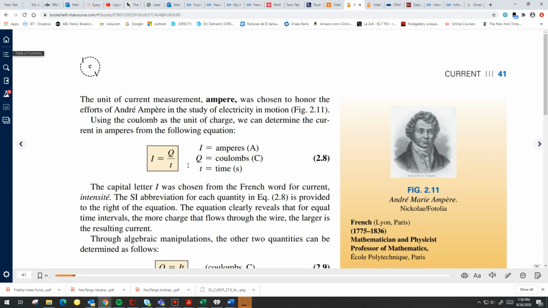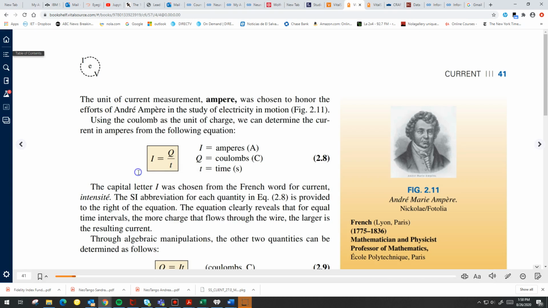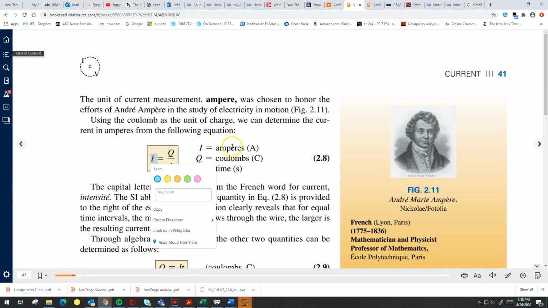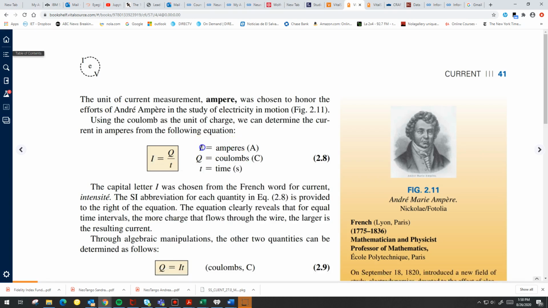And so that gives us the equation for current. So current is given as the amount of charge that flows during a given amount of time. Okay? The amount of charge flowing during a given amount of time. In this case, capital I represents amperes, or just amps. I is the letter used to represent current, the parameter of current.